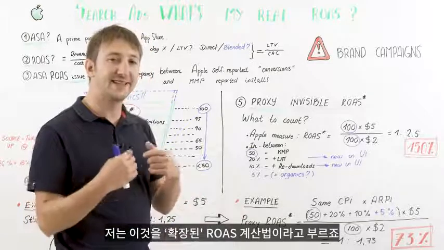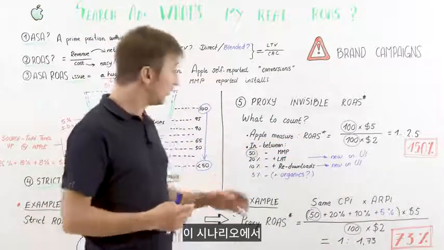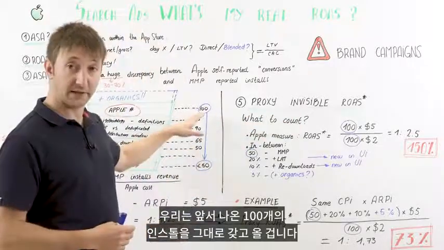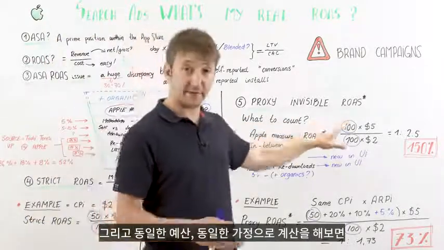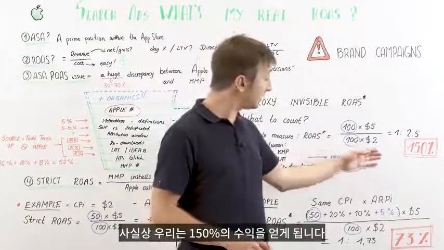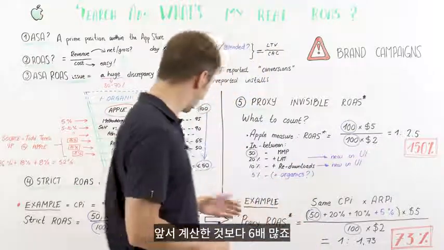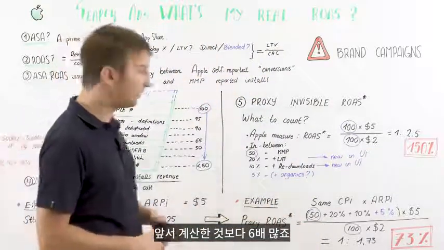I would call that the extended ROAS, and I have the formula here. In this scenario, we're taking all of the 100 installs here, and if we do a little math with the same example, same assumptions, what we're seeing is that I'm actually making a 150% positive return, which is 6 times more than what I was making here.